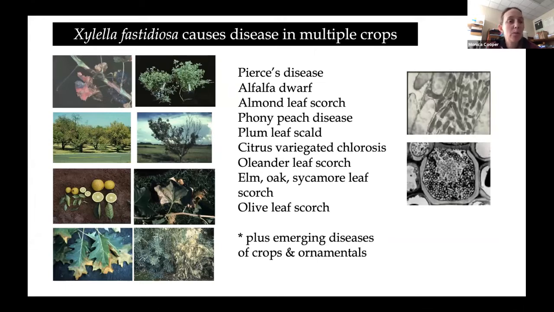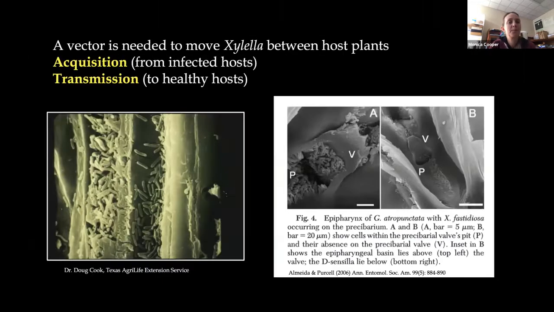Grapevines are not the only commercial crop that is affected by Xylella. So almond leaf scorch is also quite common. Peaches are affected, plums, citrus. And for anyone who's been following the olive situation, particularly in Europe, olive leaf scorch has emerged as a more recent issue.